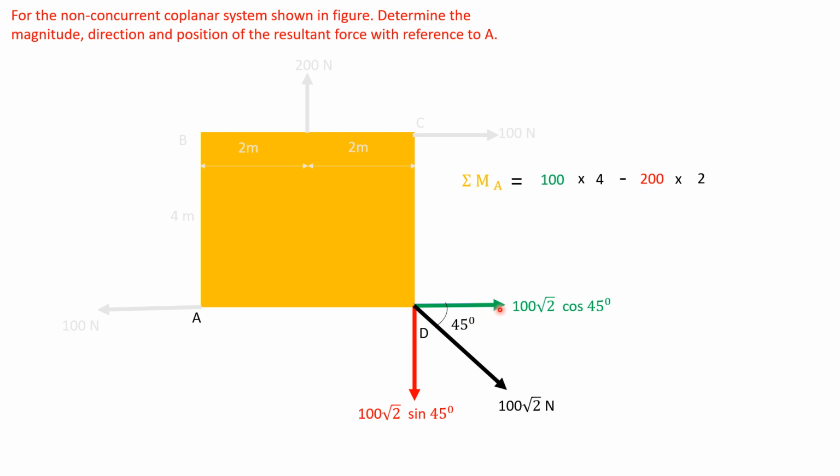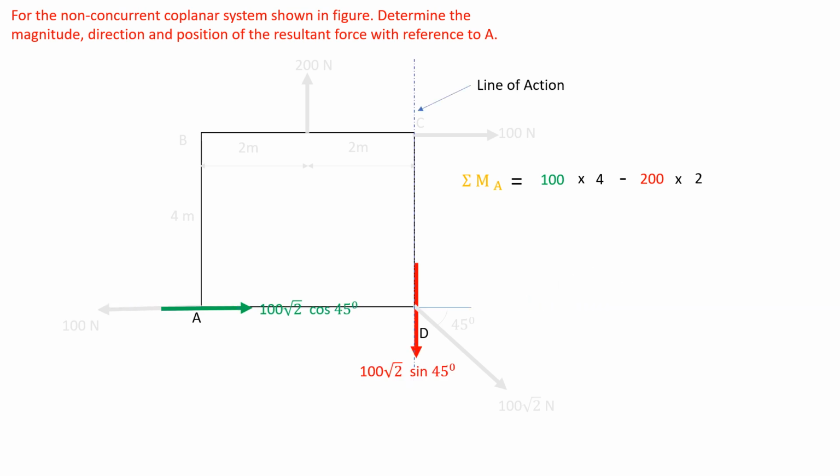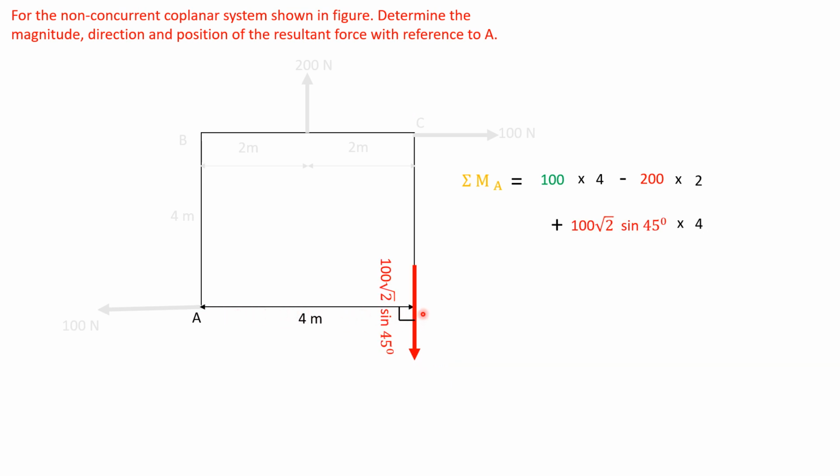Now these two components: first, this 100 root 2 cos 45 moves along its line of action and passes through point A. So this component has 0 moment because it has 0 perpendicular distance about point A. Now this other component moves along its line of action with a perpendicular distance of 4 meters and rotates about point A clockwise. So 100 root 2 sin 45 into 4 meters.